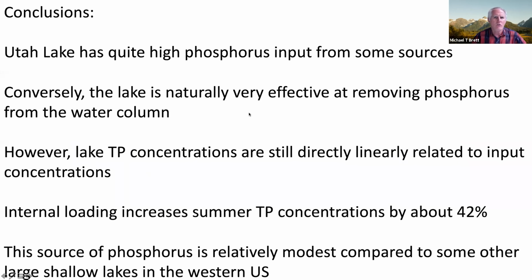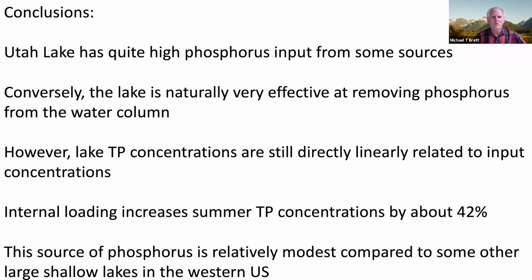So my conclusions for this brief presentation are that Utah Lake has quite high phosphorus input from some sources. Some of the most important sources are especially the wastewater treatment plant discharges. The lake, conversely, is naturally very effective at removing phosphorus from the water column. So if it weren't for this characteristic of Utah Lake, which is just a natural characteristic of this lake, the blooms would be much worse. So that's a little bit reassuring that it could be much worse than it is.